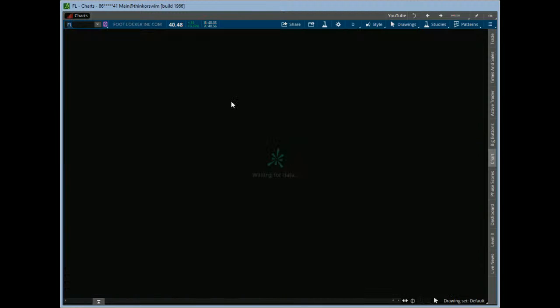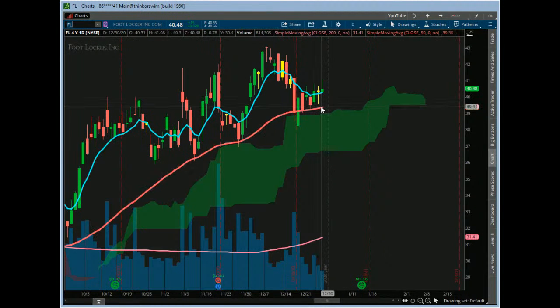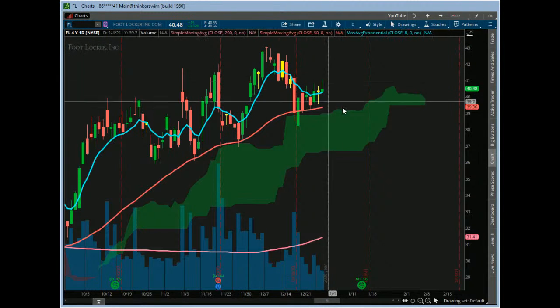Thanks for making it. So we got Foot Locker. Again, a lot of times it likes to move in tandem with Nike, right? But it's leaving a lot of upper shadows right here off the inside day. It might want to come back and test the bottom of that range just in case it's not happy where it's at. So that's a possibility.